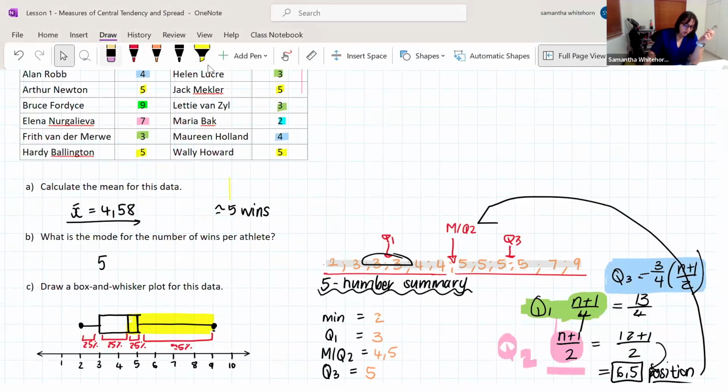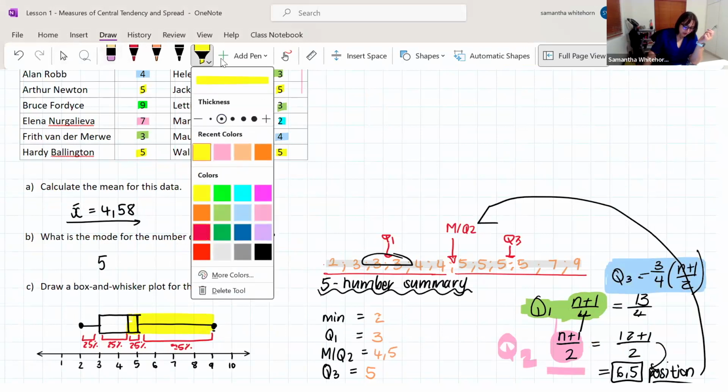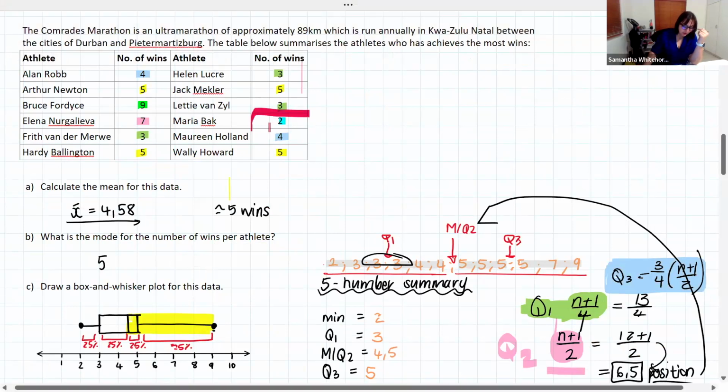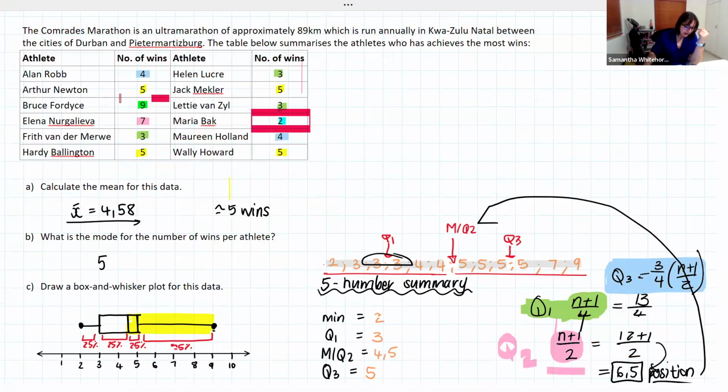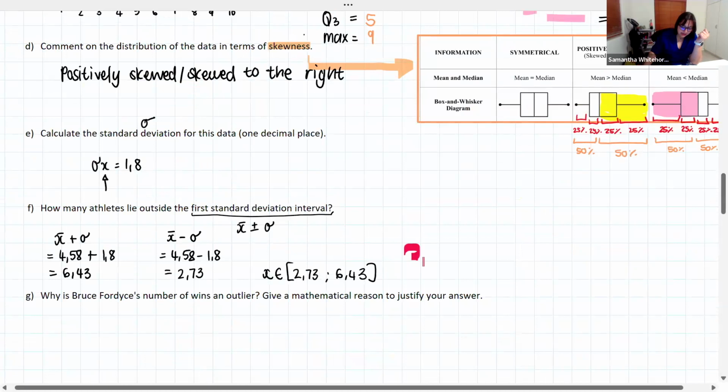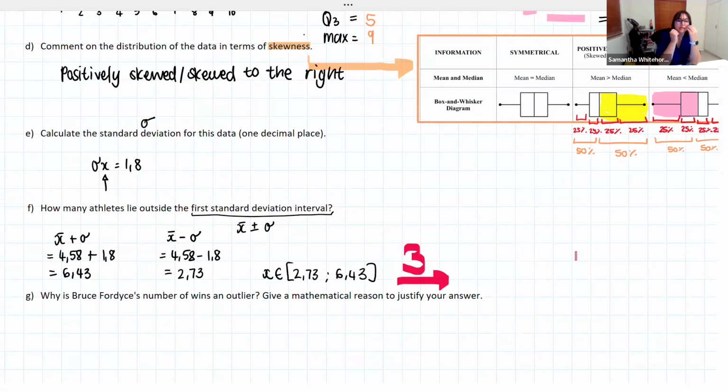If we go and have a look at which ones fall outside of that range, because it said how many fall outside the first standard deviation. 2 definitely falls outside it because it's less than 2,73. And the 9 and the 7 fall way above the 6,43. So they also fall outside the first standard deviation interval. And so this would be 3 athletes' wins that fall outside. So there are 3 athletes that fall outside the first standard deviation interval of our mean.